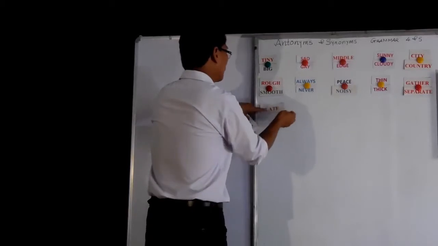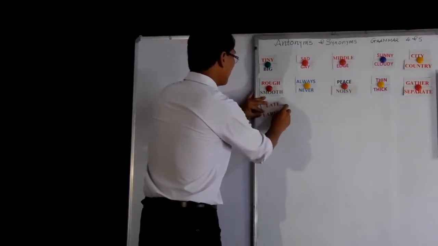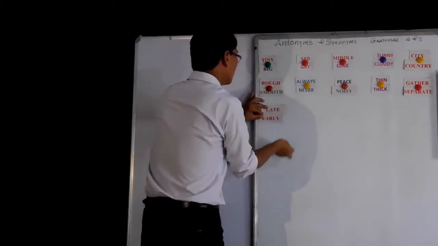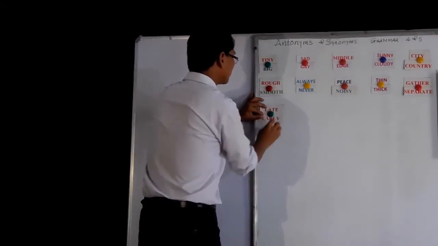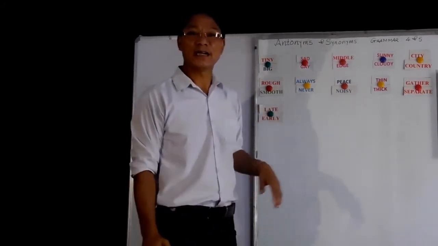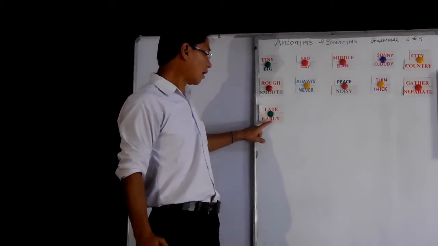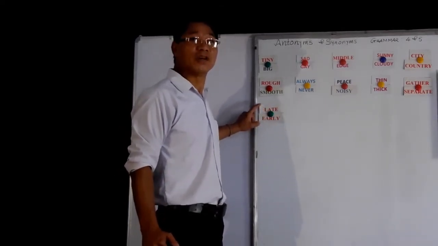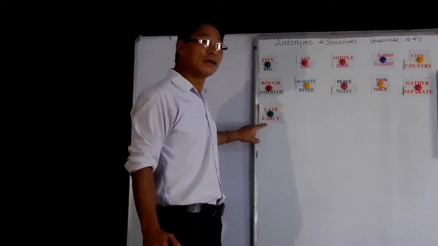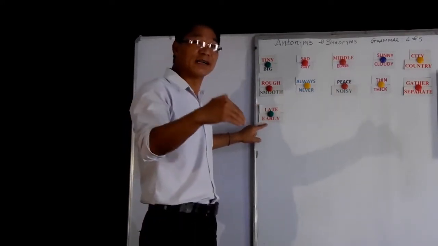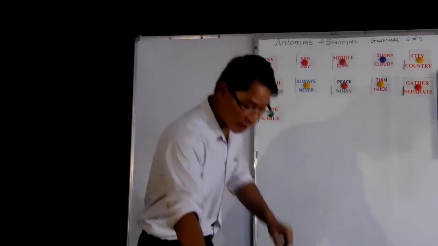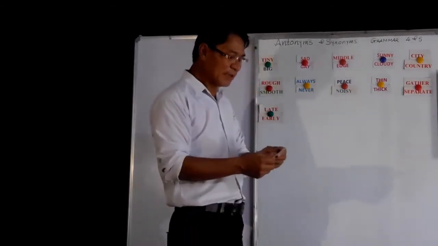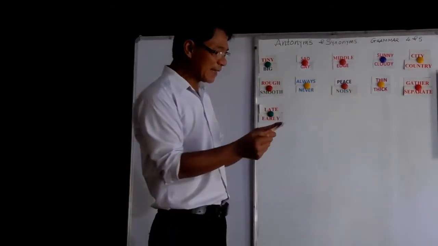I have late out here and I have early. So definitely the opposite of late is early. Early means chhito, E-A-R-L-Y. L-A-T-E, late. I am late for the school. I am early. So I am very early today morning. So next one is very simple. This one, tidy and untidy.